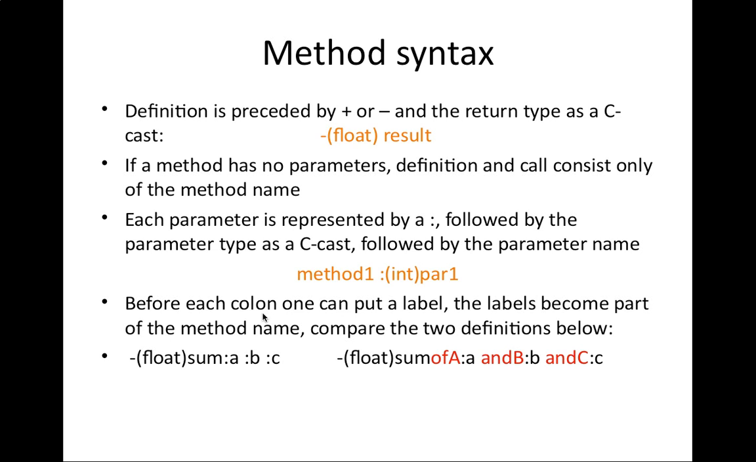Before each one of the colons, one can put a label. Usually we go with something like first name, colon, and then the next one is called and B, and C, and D, and E, and F. It's just an optional name. You don't have to put the name in there, but most people will put the name in the examples. So before each one of the colons, you can put the label, and the labels become part of the method name when you put them in. Compare the two definitions below, which are identical: float sum A, B, C, or float sum of A and B and C.